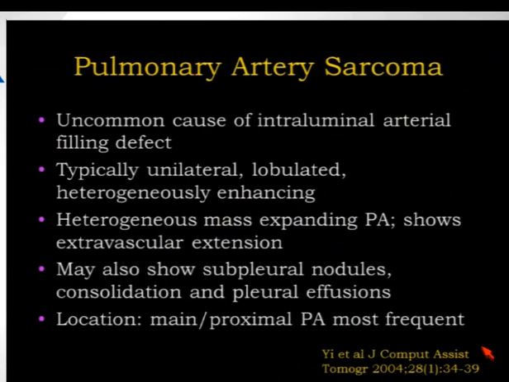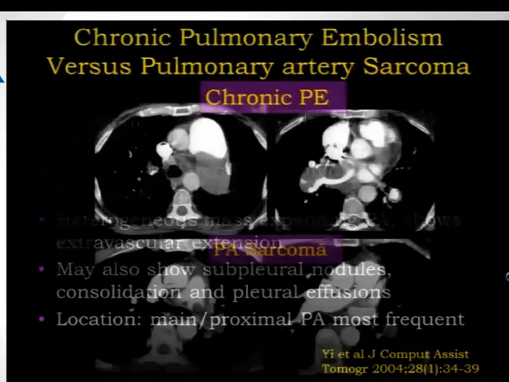Pulmonary artery sarcomas are uncommon causes of intraluminal arterial defects, although at my institution they seem to come in every month or so. They tend to be unilateral and lobulated and heterogeneously enhanced. They expand the pulmonary artery and show extravascular extension.